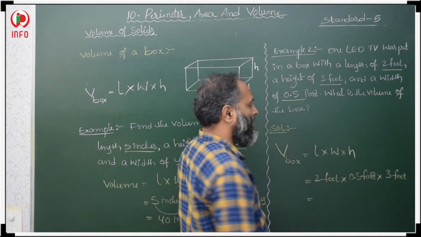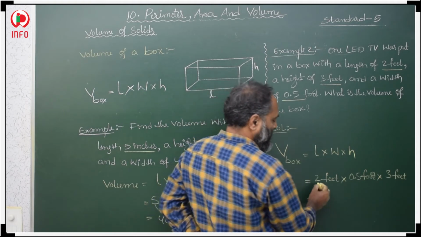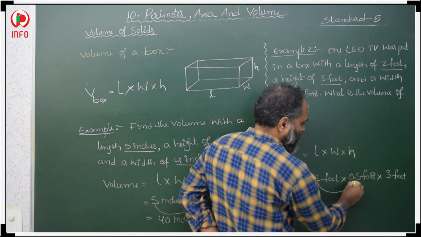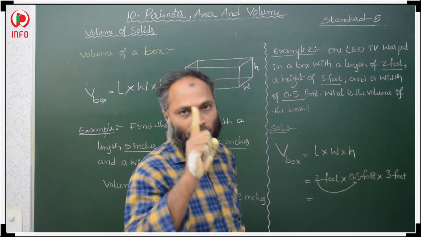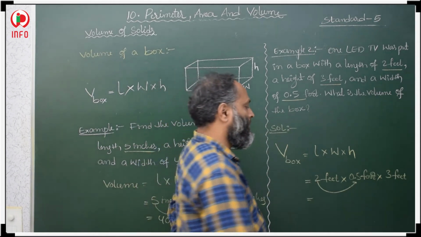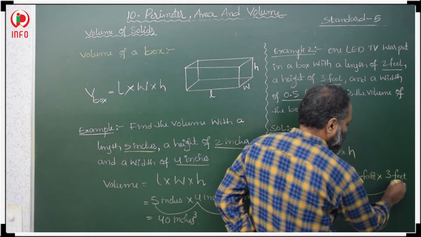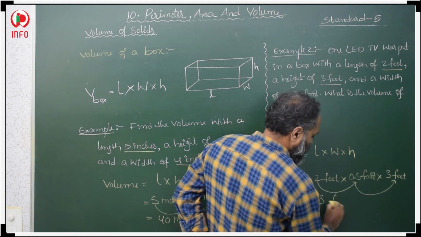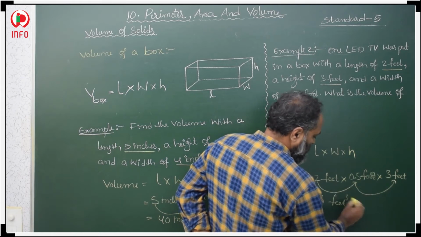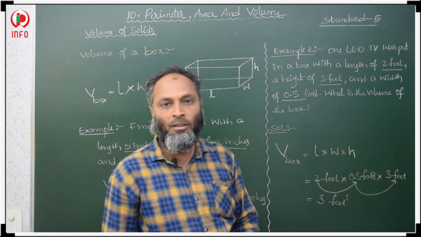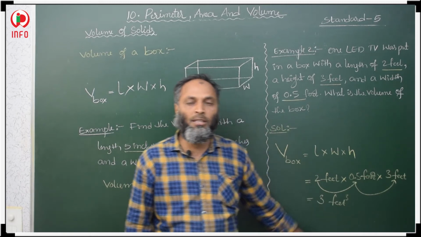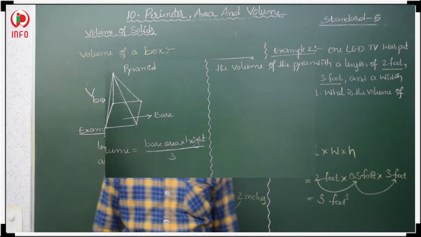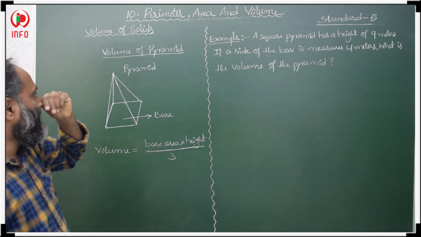Then now we have to multiply 2 into 0.5. 2 into 0.5 is 1. 1 into 3 is 3. 3 cubic feet. This is the volume. Now the next, volume of a pyramid.